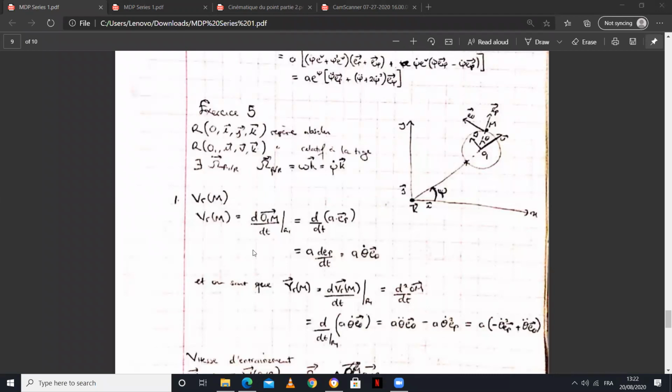So we begin, and here we have our repère absolu. It's been identified as ROIGK, and we have our repère relative à la tige, ROUVK, like that. And then we have our omega, omega k equal to phi point k, like that, because this is rotating there. And they're asking you to calculate vitesse relative du point M.